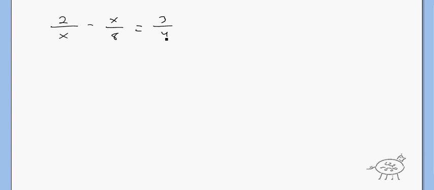Well, I've got an 8, I've got a 4. So just between the 8 and the 4, isn't the 8 the LCD? Because 4 goes into 8 and 8 goes into 8. And then you have another x. So my LCD is 8x.